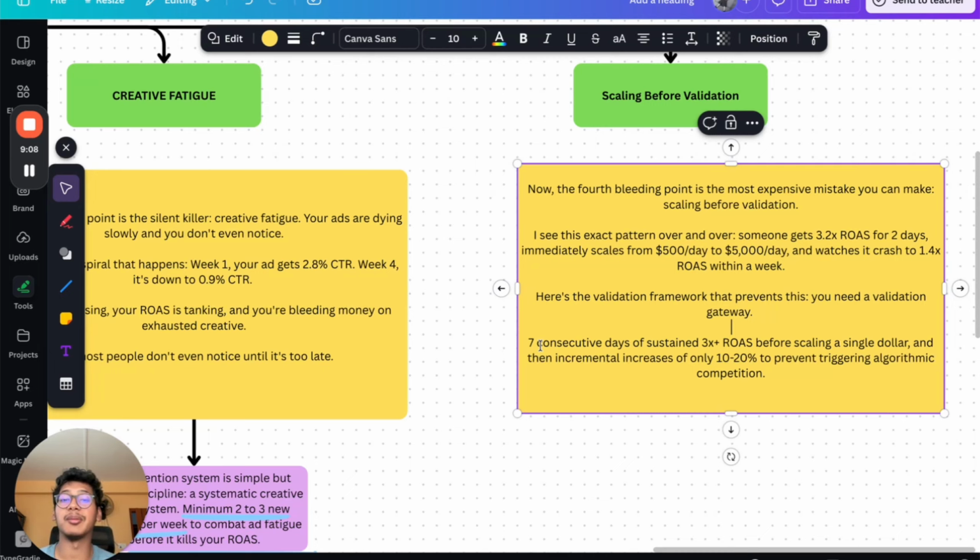So that's why we came up with a system: unless the ad hits 7 consecutive days of 3x ROAS, we will not scale a single dime, because that simply doesn't make sense. If you don't have consecutive days of 3x ROAS before scaling, you're just basically losing money, right? You're basically just gambling all your money away, hoping that it will come back.